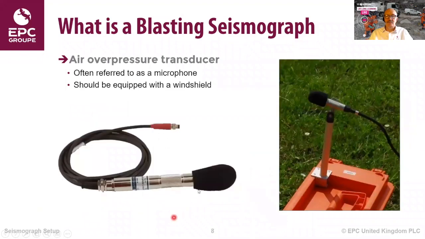Here is the air overpressure transducer, often referred to as a microphone. I don't like to use the term microphone because that implies it's monitoring audible noise. A lot of energy in air overpressure is subaudible, i.e. you can't hear it. So we have to use a special unit, special microphone, special transducer to record those low frequencies. It should also be equipped, as both of these are, with a windshield.